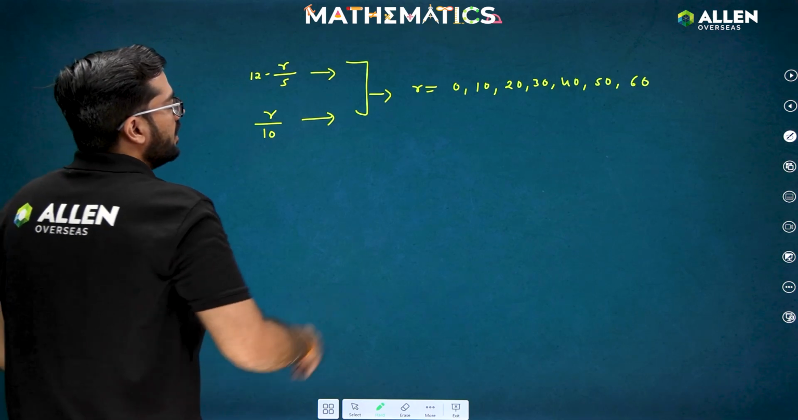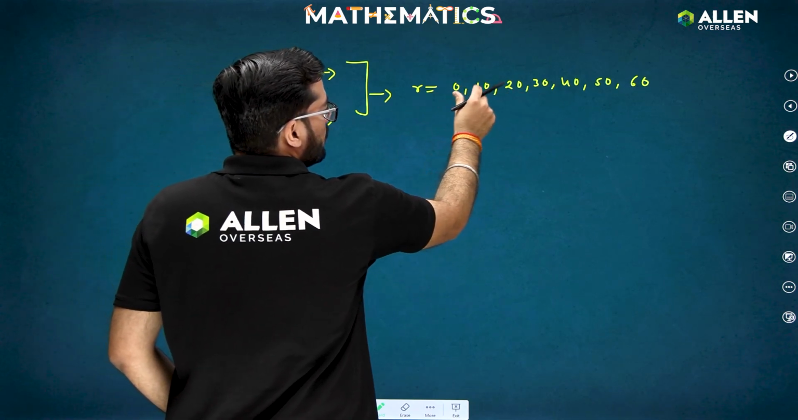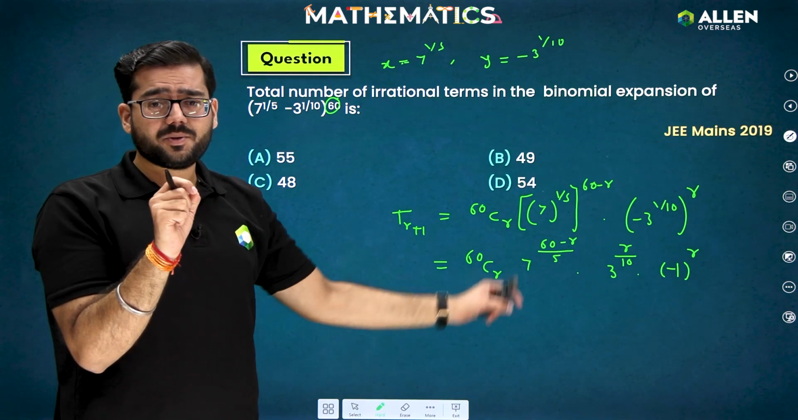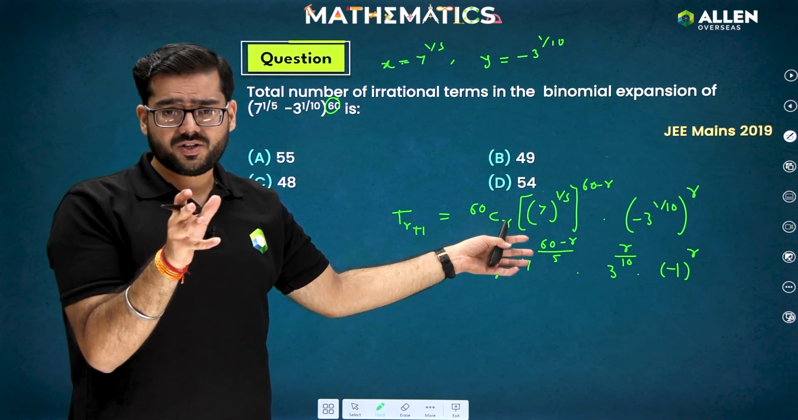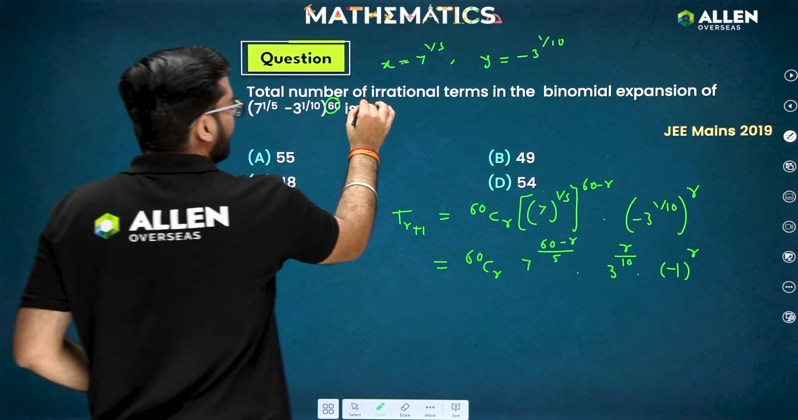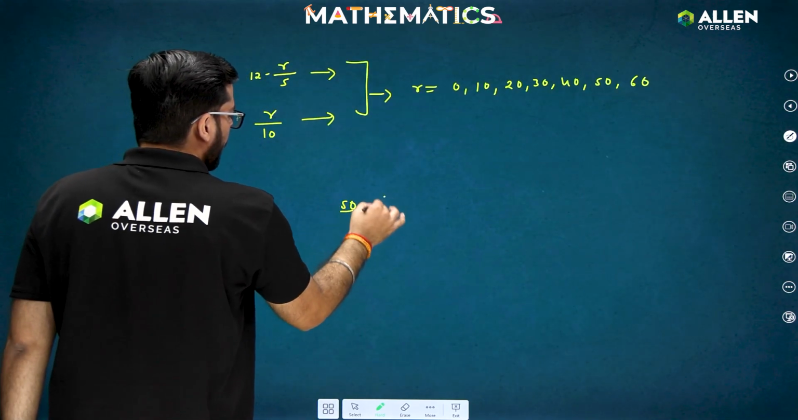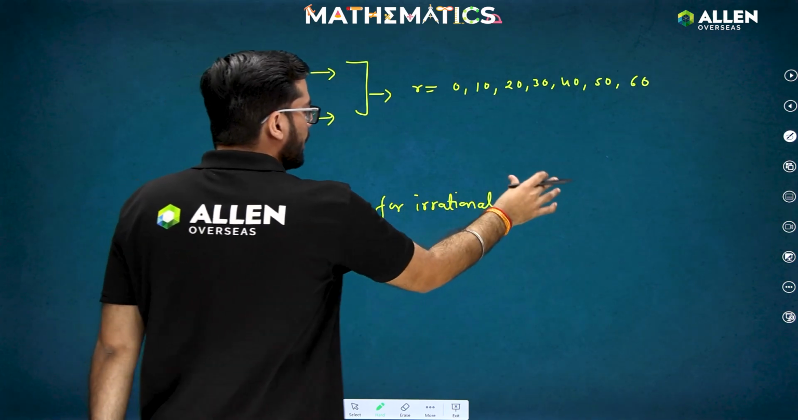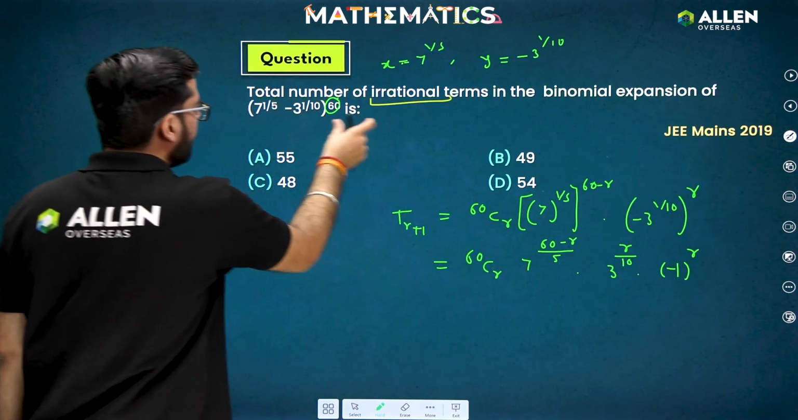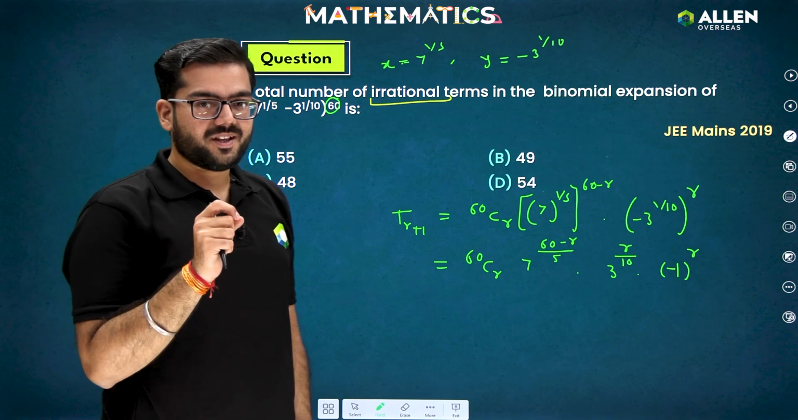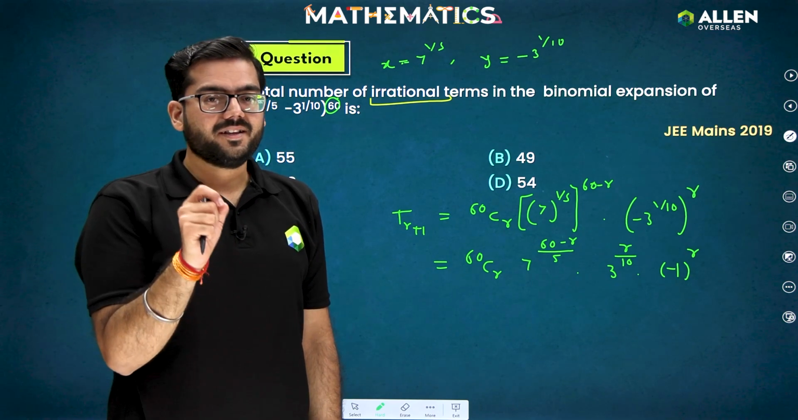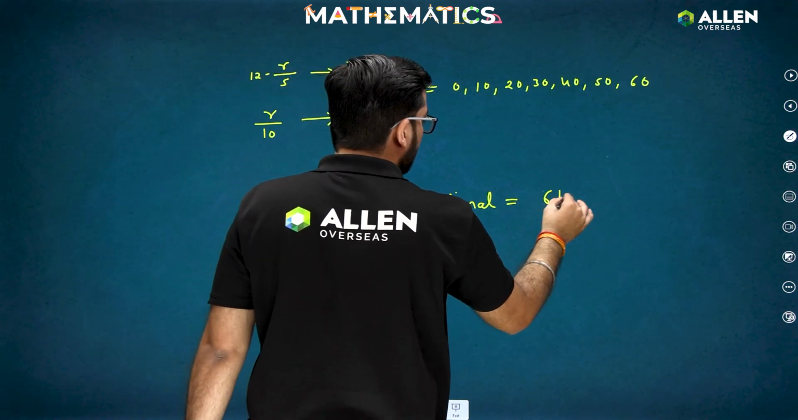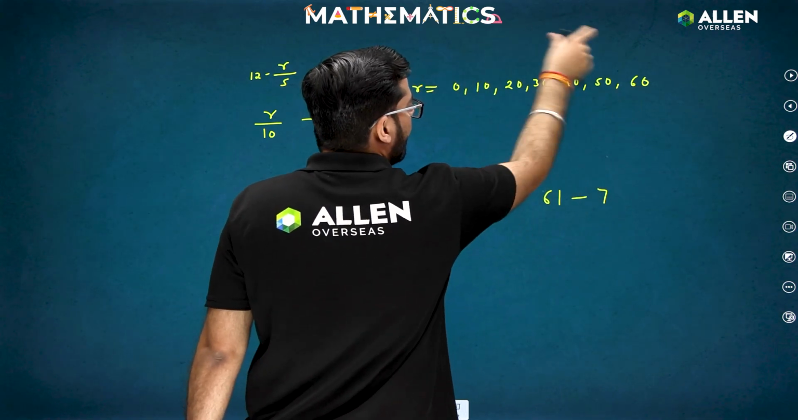Now from 0 to 60 we count 1, 2, 3, 4, 5, 6, 7. So the total number of r for which this expression will be rational is 7. Now they are asking for the irrational. For irrational, what can I do? Total number of terms is n plus 1, a basic property in binomial theorem. So here the total is 61, minus the number of rational terms.